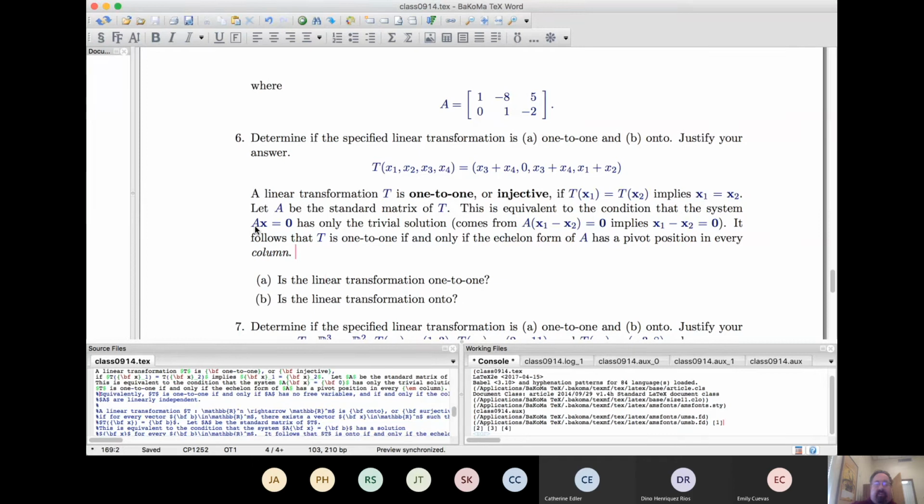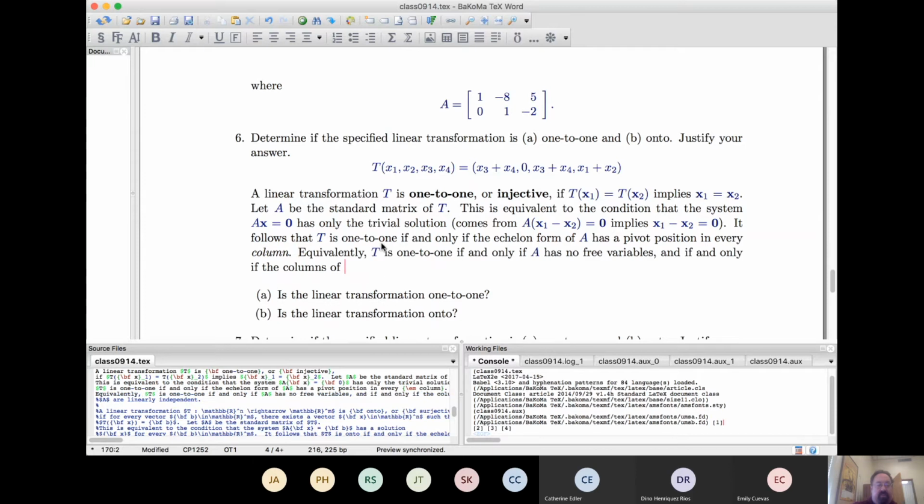Get the matrix A, like it was done in previous problems. Row reduce it and check, is there a pivot position in every column? If so, yes, it's 1-to-1. Otherwise, it's not. Another characterization of 1-to-1ness is that A does not have free variables. Yet another characterization is that the columns are linearly independent. So all of these conditions are really saying the same thing. They're all equivalent.